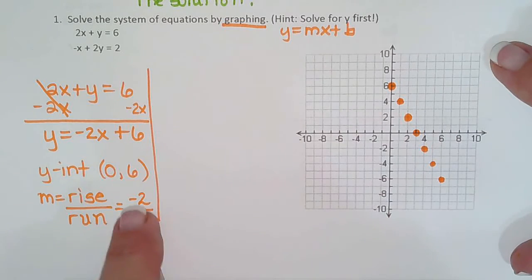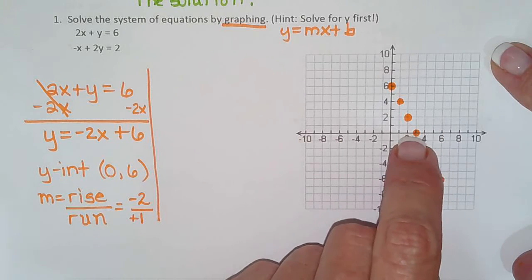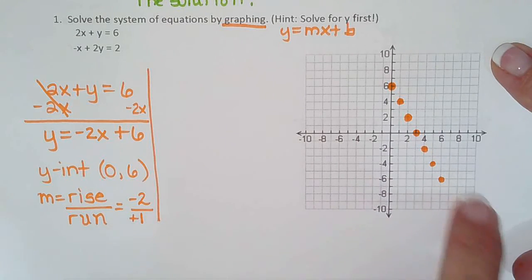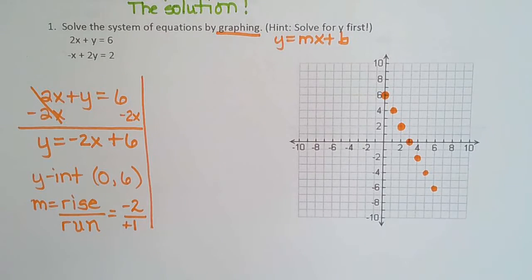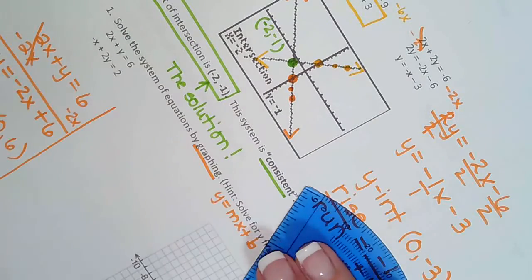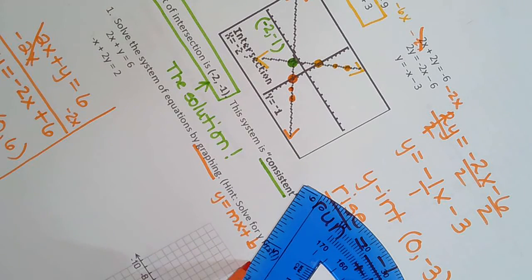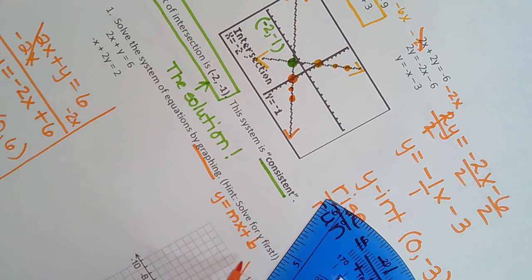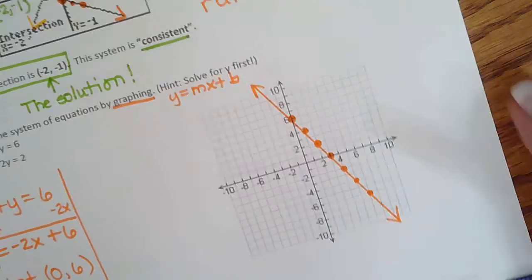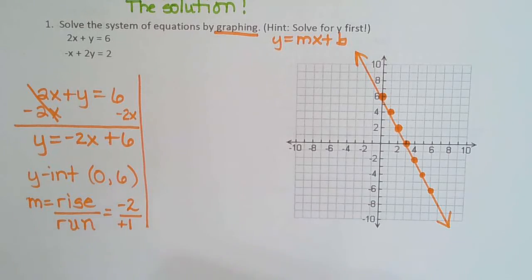So 0, 6, down 2, over 1, down 2, over 1, down 2, and so on. So I just did quite a few of them. Sometimes I'll do it all the way across the graph. Sometimes I'll just do 6 or 8. But you'll see why in a second when I put the second line on, why it's nice to have that. Because then you're not guessing what the point is in common. You have so many points there that more than likely you're going to have the point of intersection, unless it's way in a corner or something. Okay, so line one is done.